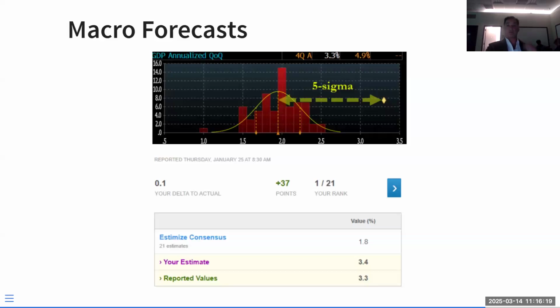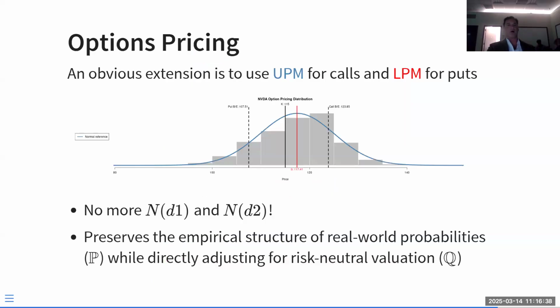The macro forecast has been very good. It actually nailed a 5 sigma GDP estimate last year. My estimate was 3.4, it came in at 3.3, and everyone was at 1.8. It's really good when it works well.